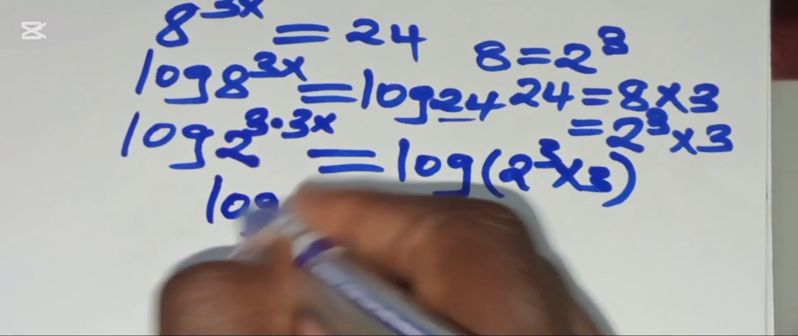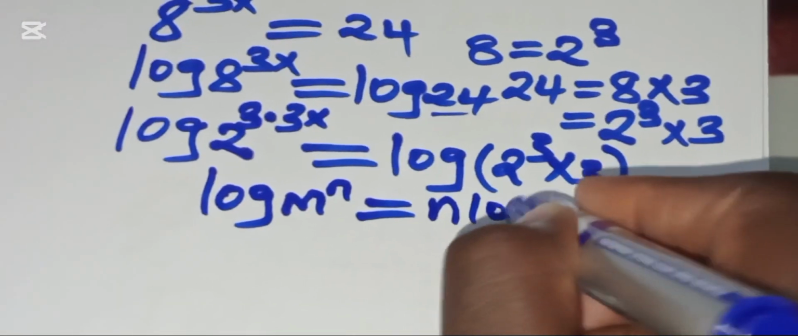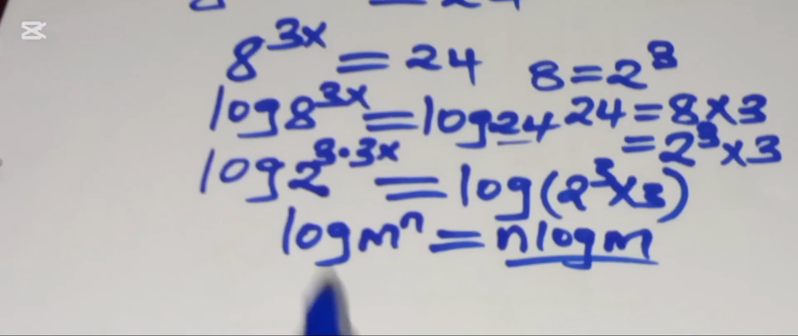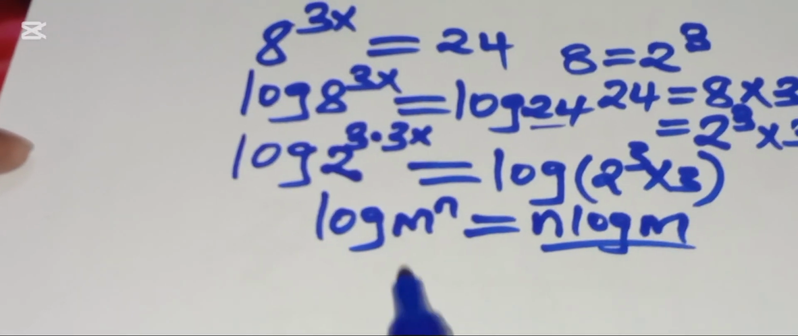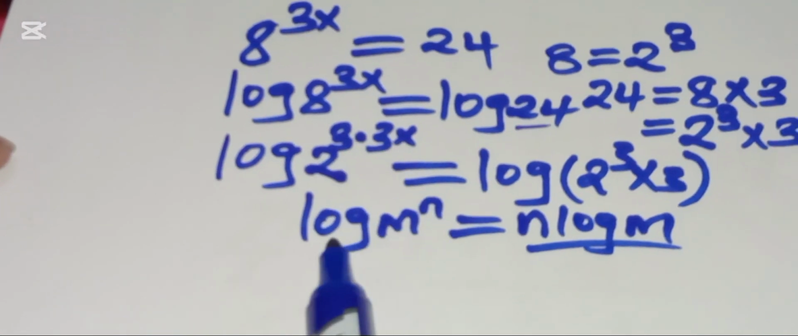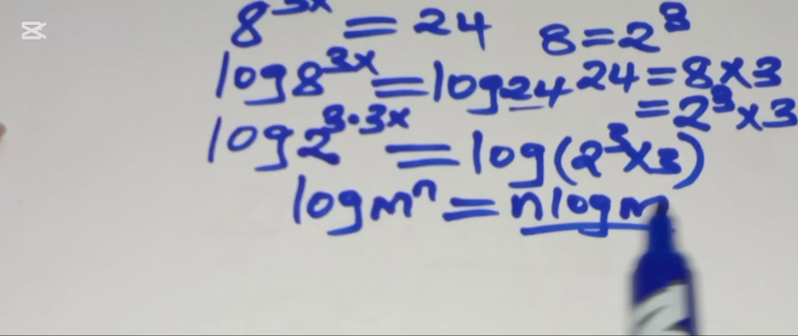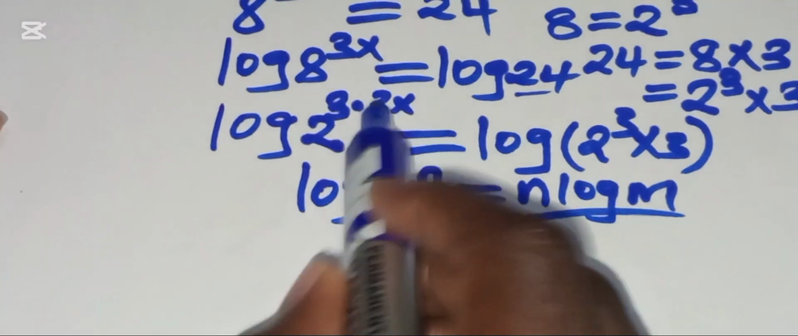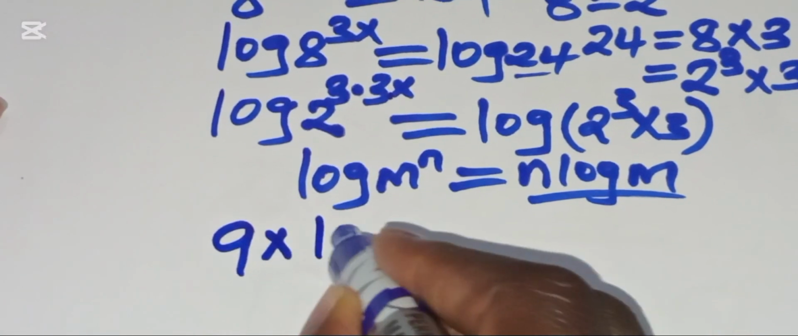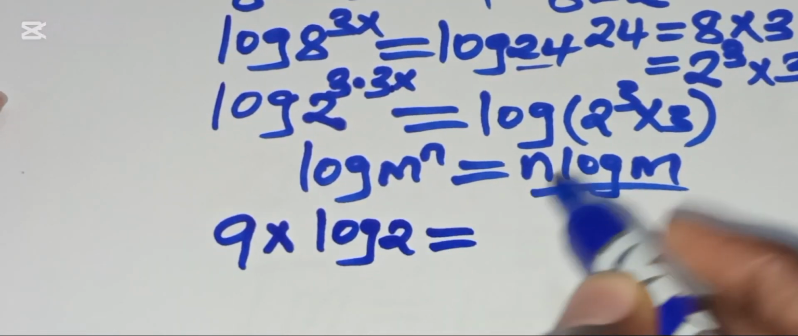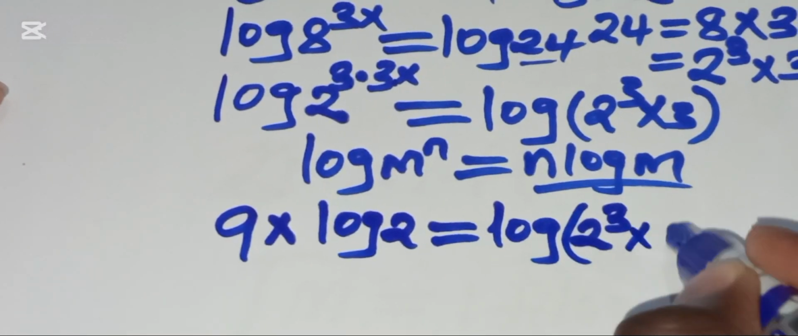Log 2 raised to power 3 times 3x is in the form of log m raised to power n, which we can transform as n log m. So let's transform in this form. We're going to have 3 times 3, which is 9x. You're going to have 9x log 2, which is equal to log 2 raised to power 3 multiplied by 3.